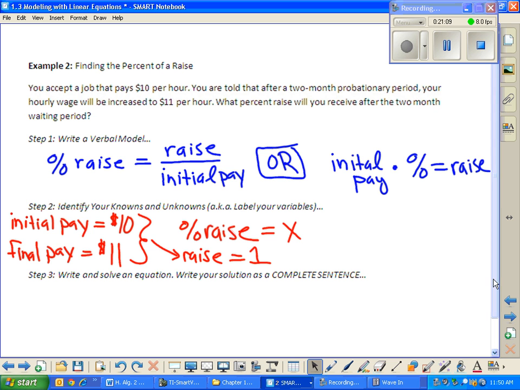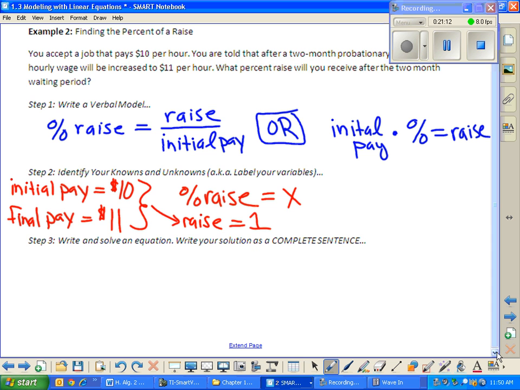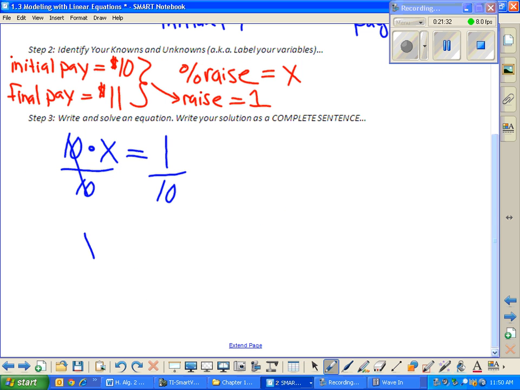Okay, multiplication it is. So what we're going to do is take our initial pay, which is 10, times some percent. Oh, there's my variable. I don't know what that is. And that equals the amount of my raise, which was $1. We divide both sides by 10. So X is 1/10 or 0.1. Remember, this is supposed to be a percent. So this equates to 10%. That's a 10% pay increase.